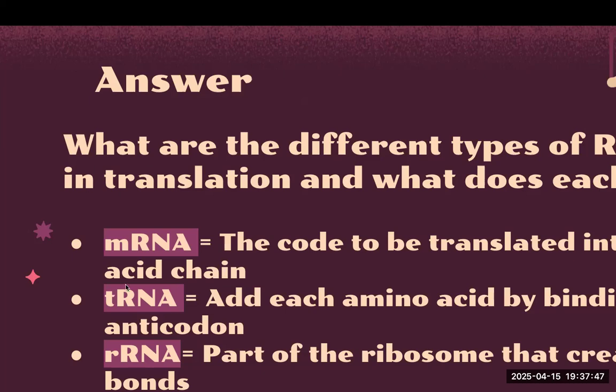Here's what we talked about: the mRNA, that's the code that's being translated by the ribosome. Then we have the tRNA. Those are like those little loop things binding to that mRNA, and each one has a certain amino acid at the top that it's adding to the chain. And then we have rRNA, which is basically the ribosome, and that's what's creating those peptide bonds.